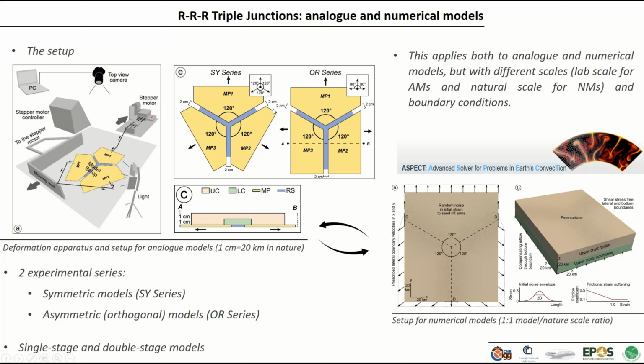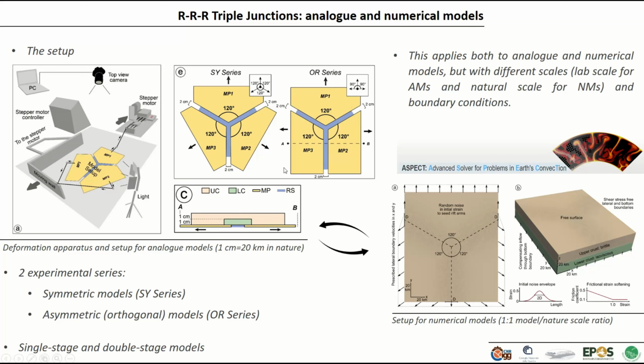While in the orthogonal or asymmetric experimental series, we have imposed an orthogonal extension on the southernmost rift branches. We have, of course, 3 moving plates that are connected in the analog models by an elastic membrane, and we can define a reference moving plate, which is the MP1, so the northernmost one that you can see has the Arabian plate, okay? While the other 2 plates are the Somalia and Nubia plate.